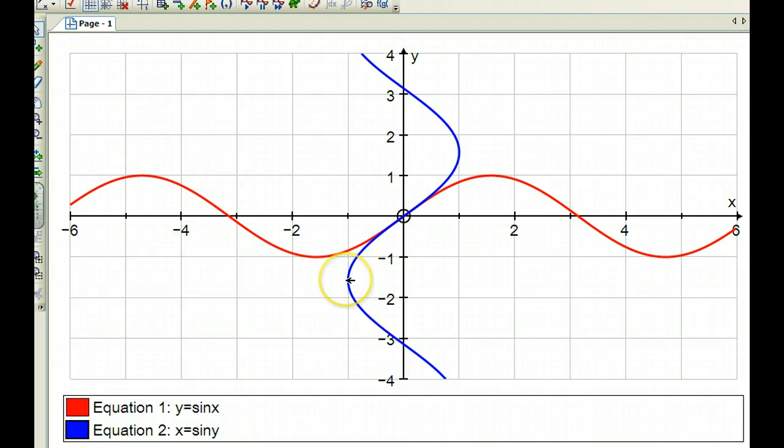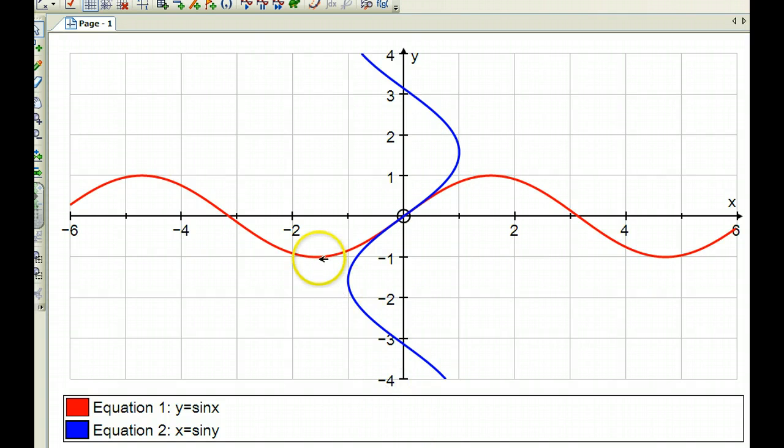And if you look here, my domain for this blue one, which is the inverse, is going to be from -1 to 1. And then to spit out one value, I've got to get rid of all this stuff. And it's going to be here, negative pi over 2 to pi over 2. That would be the range of my inverse function for the sine.